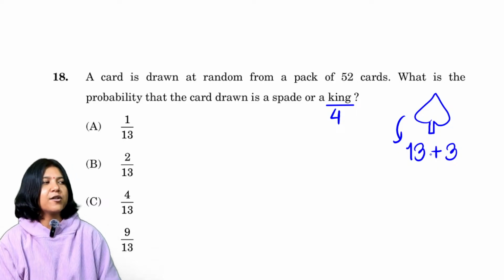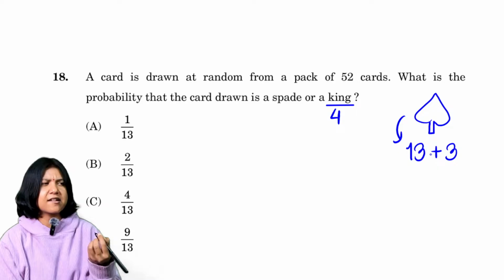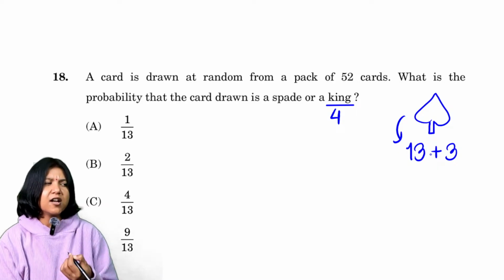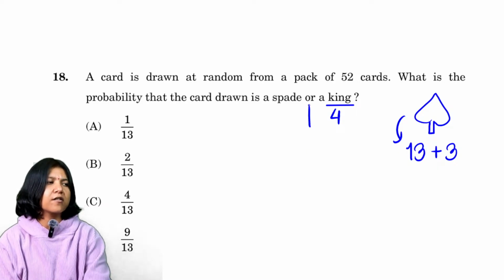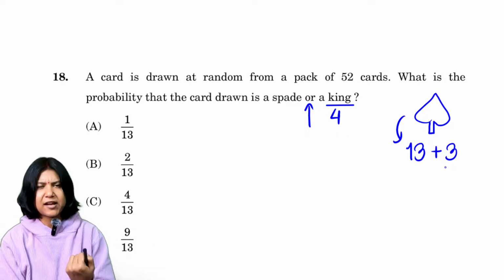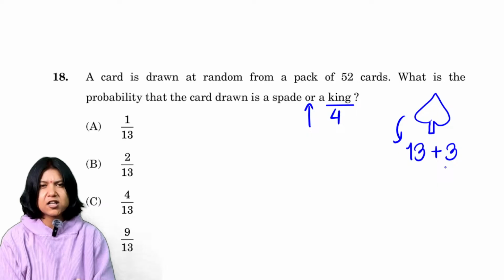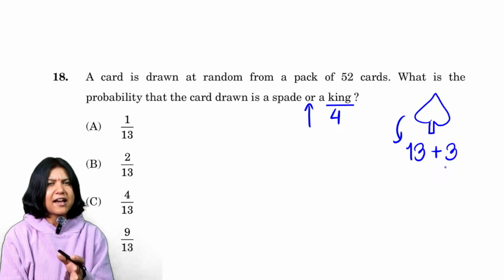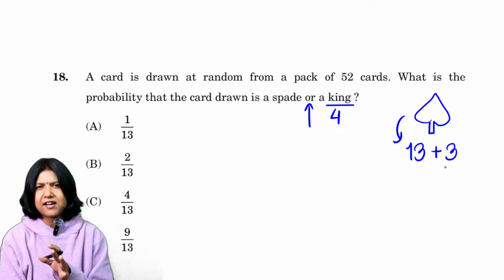So the number of favorable outcomes, favorable as in the ones that they are asking me to pick. They are asking me "or", that is the reason why I added. "Or" is like an option. You can pick a spade or a king. It's not compulsory that it has to be a spade and a king, right? Then the answer would be different.